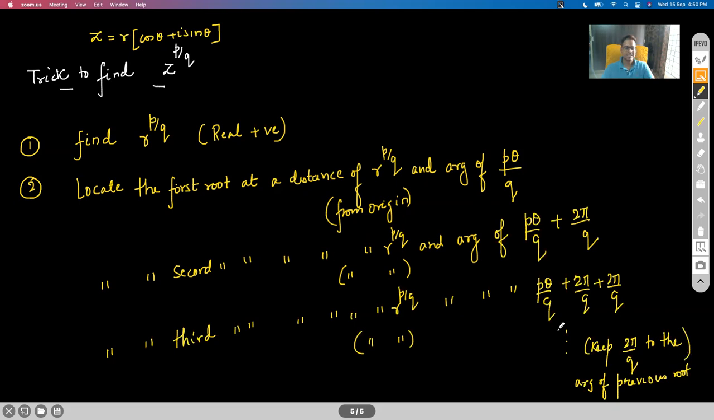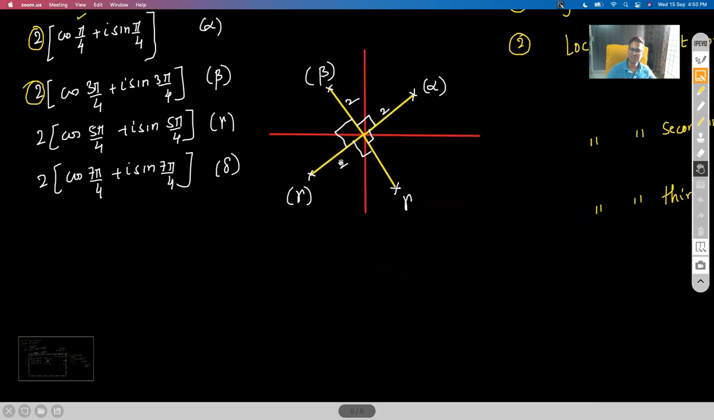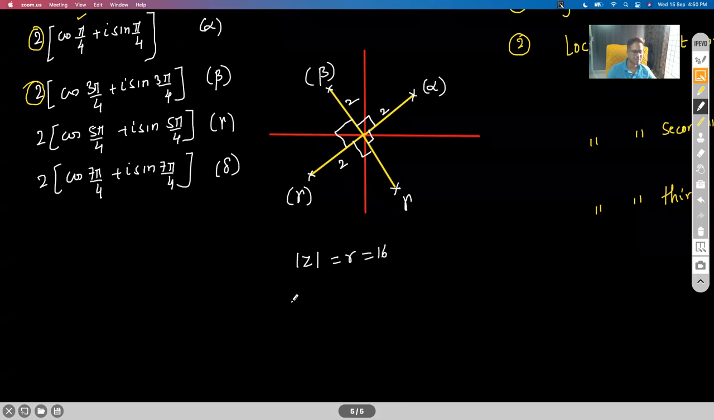Okay. Now this is how you can easily figure out all the roots and locate them also on the Argand plane. So precisely this is what happened over here. If you see this example, I will demonstrate what I said. My modulus of that complex number was 16, right? So first I found out 16 to the power 1 by 4. The positive real root came out to be 2.